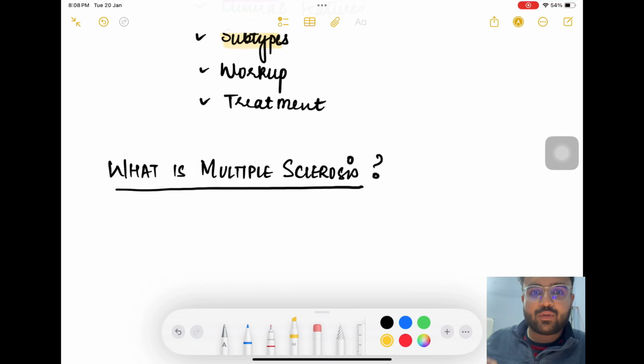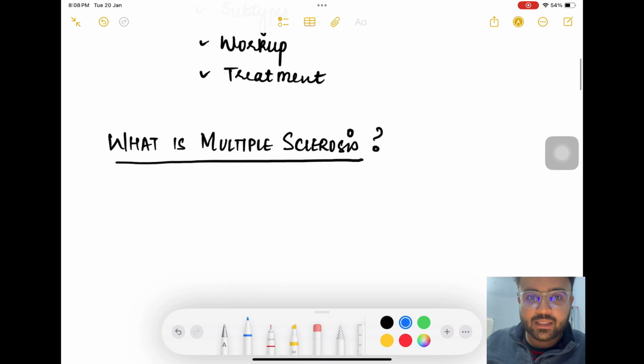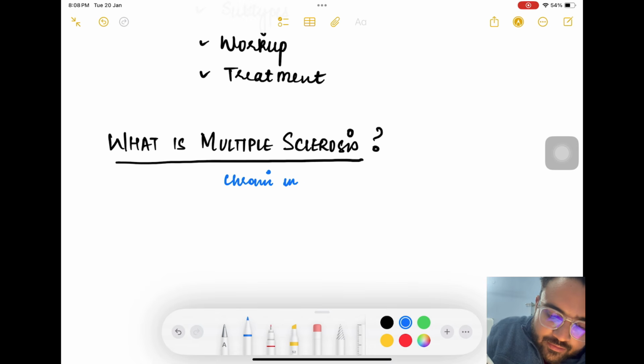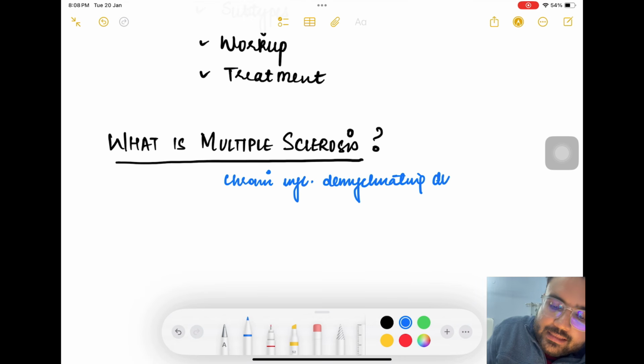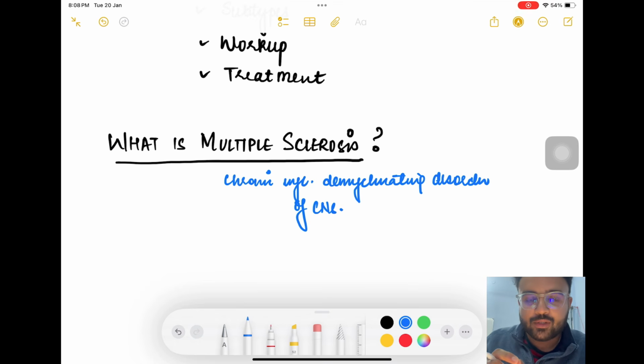So, first of all, we'll start with what is multiple sclerosis. It is a chronic inflammatory demyelinating disorder of the CNS. It is associated with demyelination of neurons of the CNS.